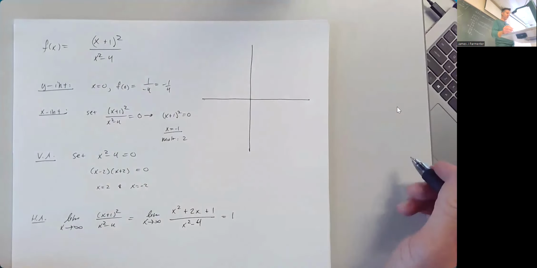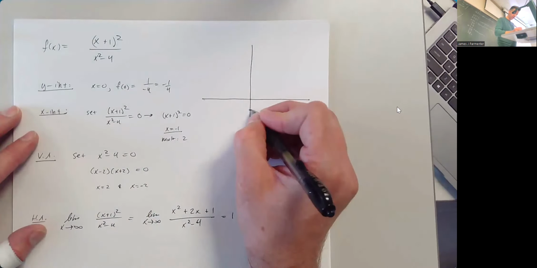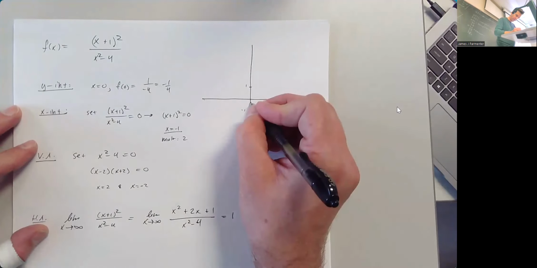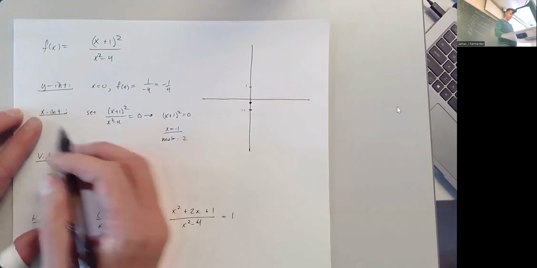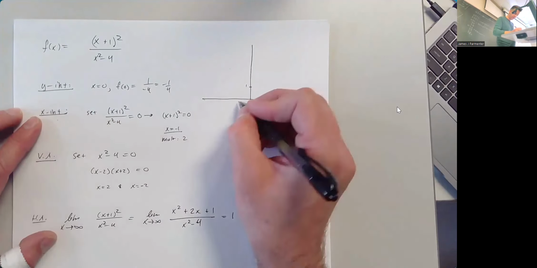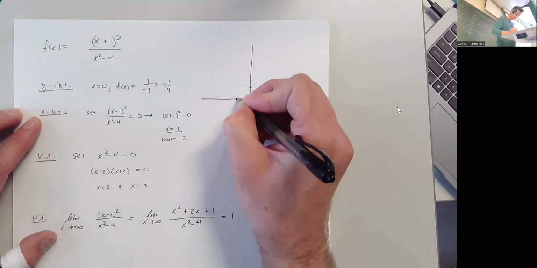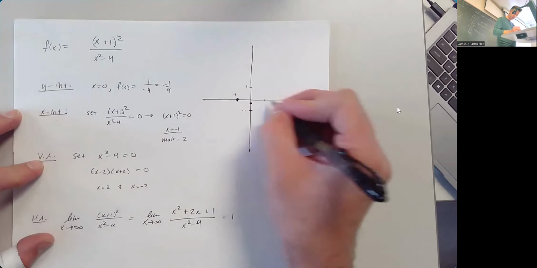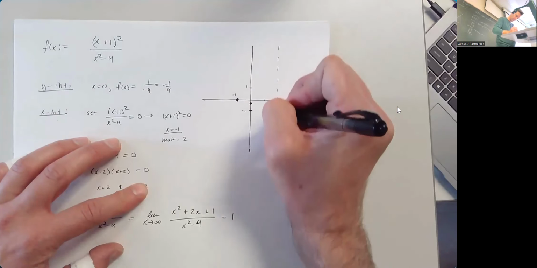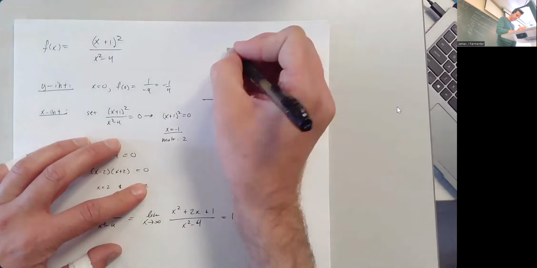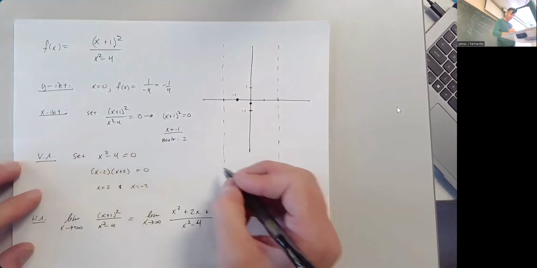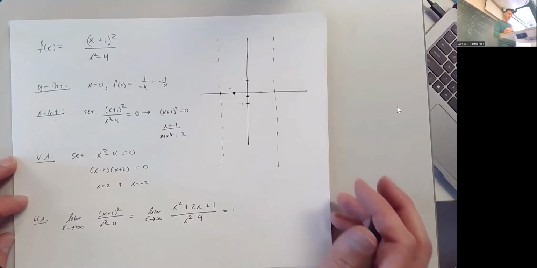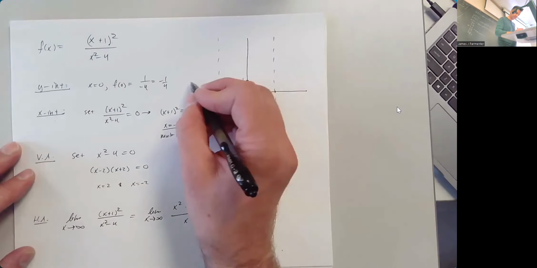So let's plot all the things I've got. There's 1, -1. So my y-intercept is -1/4. My x-intercept is -1. My vertical asymptotes are at +2 and at -2. And yeah, let's see if I want to say more about that. And then my horizontal asymptote is at +1.